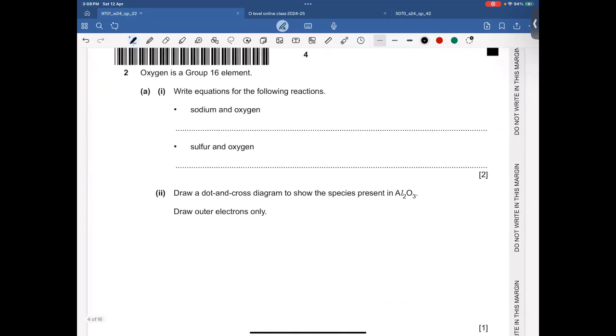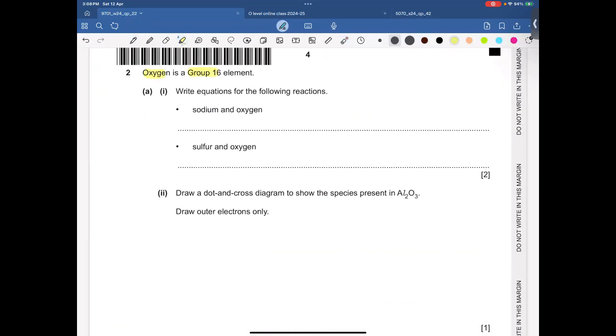Oxygen is in group 16 of the periodic table. Write equations for the following reactions: sodium and oxygen. So when sodium undergoes reaction with oxygen, then there will be a redox reaction and you will get sodium oxide. And remember, sodium oxide is basically a basic oxide because it is a metal oxide, okay?